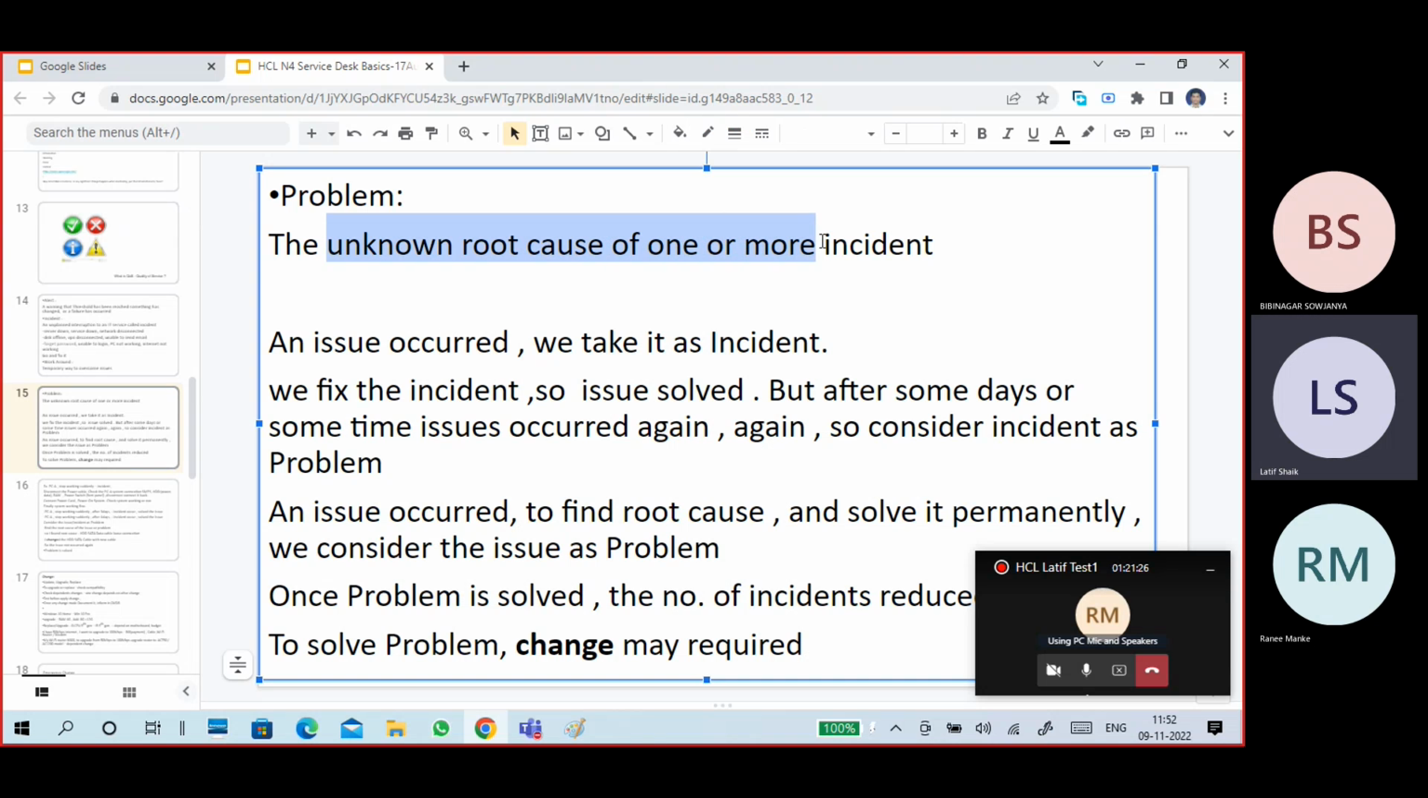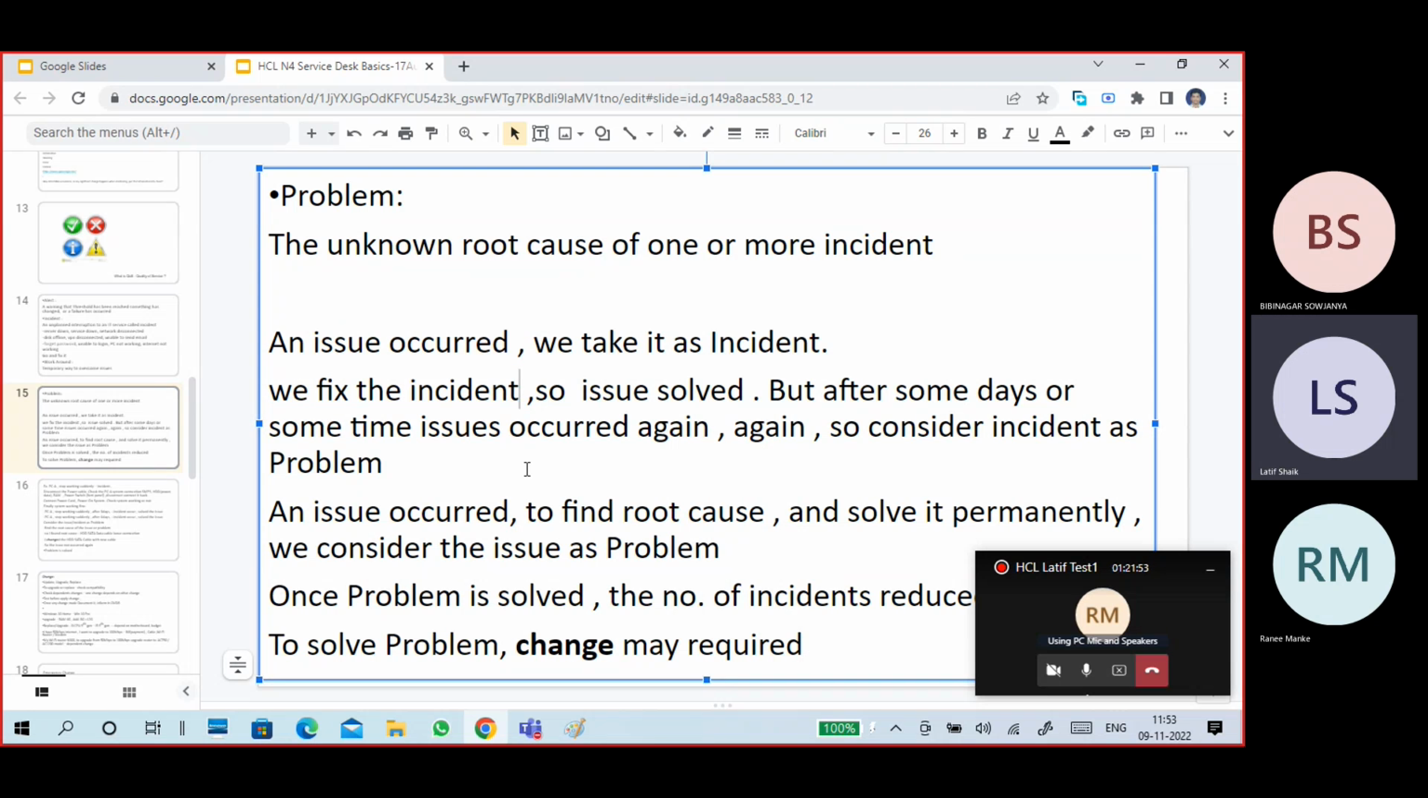Unknown root cause of one or more incidents is called a problem. When any issue occurs, you have to take it as an incident only. Problems never occur. Incidents only occur. Whenever an issue occurs, that is an incident, not a problem. We fix the incident.